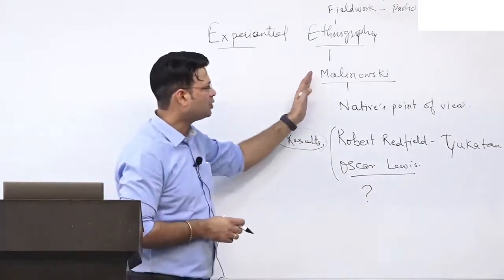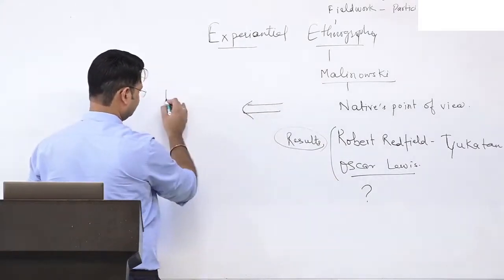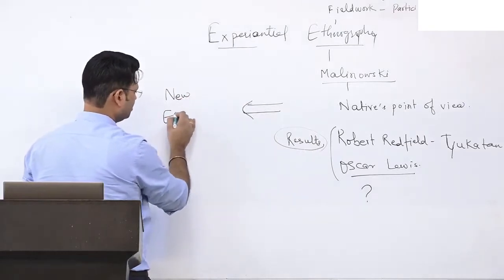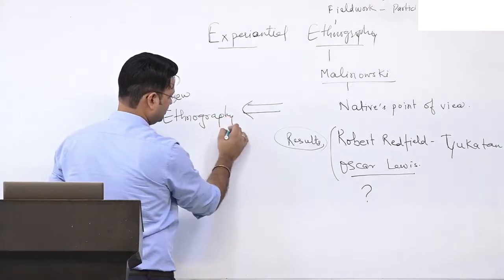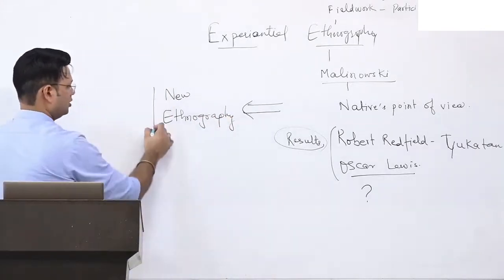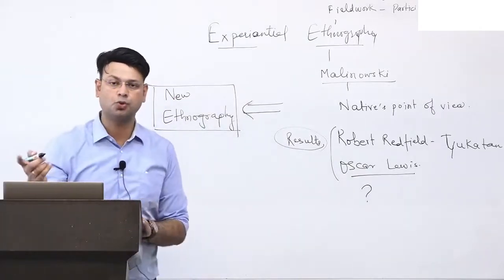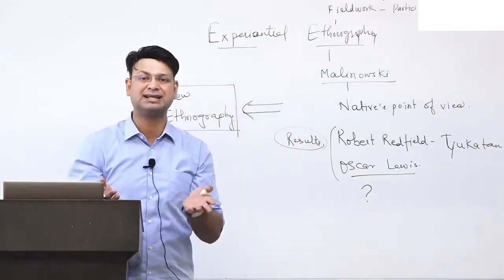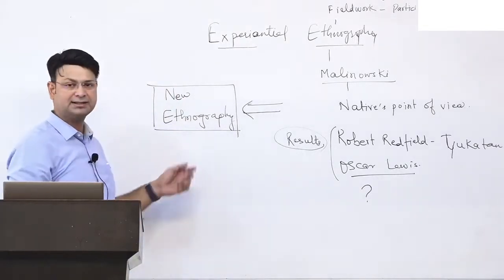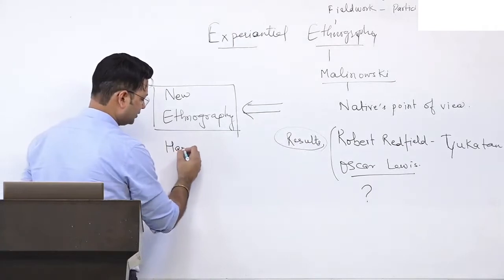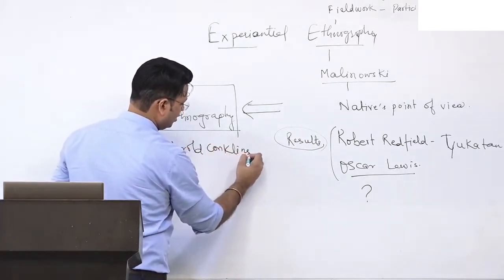From here a new field emerged in anthropology, that was new ethnography. It is the beginning of cognitive anthropology. Here the focus was on understanding the people's logic, people's worldview, how people perceive their world, their reality. That was the purpose of this new ethnography, and in this we see Harold Conklin and others. See what methods they have adopted.